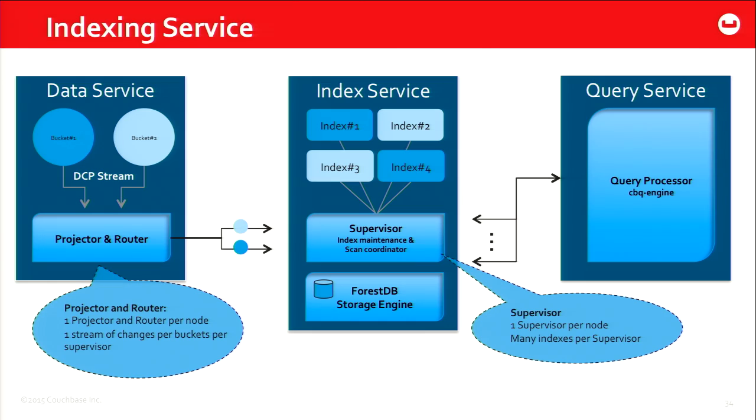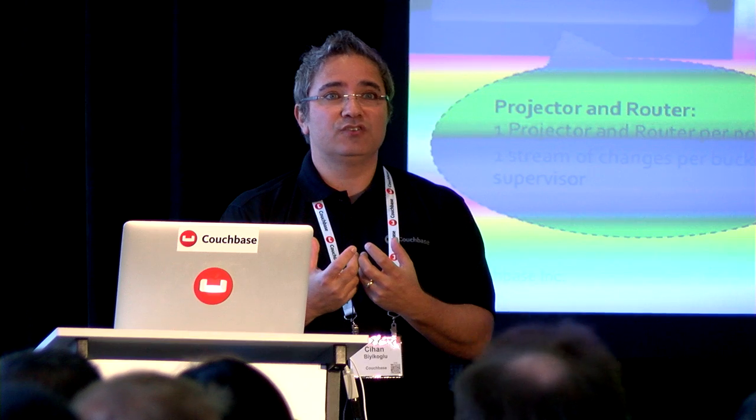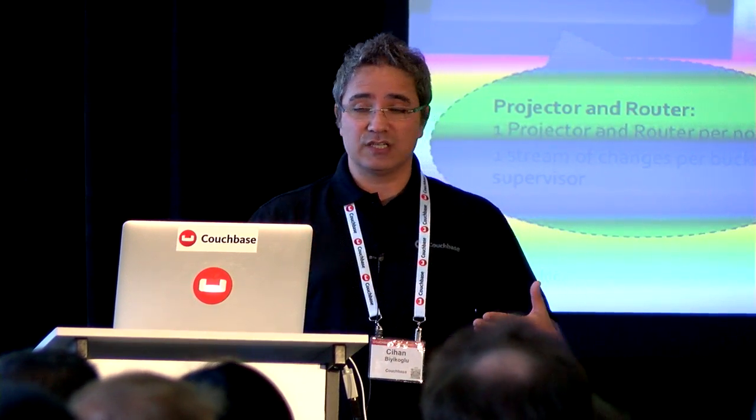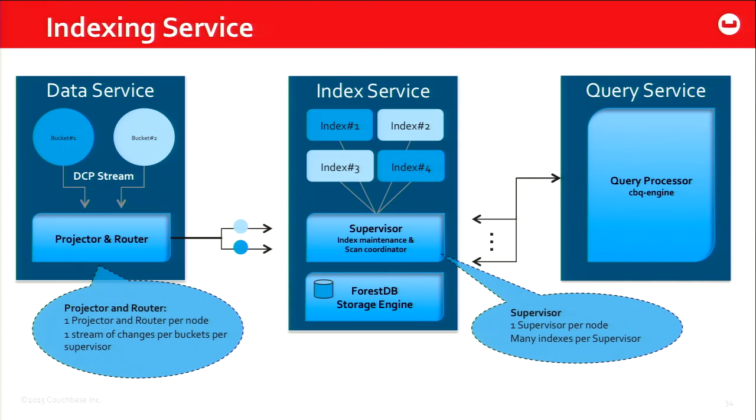So imagine the arrows to be either local communication or network communication, and based on your topology, we'll actually do that. But in the data service, the operations for indexing start with the changes happening. The changes come through DCP to the projector and router. The projector and router will pick them up and do something intelligent. It will say, well, is this change relevant to the type of indexes that I have on this cluster?